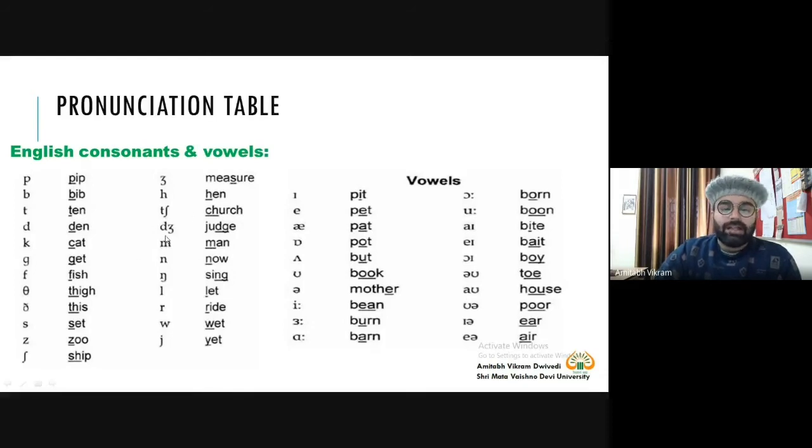This is the j sound. If I exaggerate, then I will say j with a vowel, but j means consonant and vowel also. Otherwise the pronunciation is only j, like this. So these you need to learn. This is sh, this is zh, this is j, this is ch. This sound is also new.